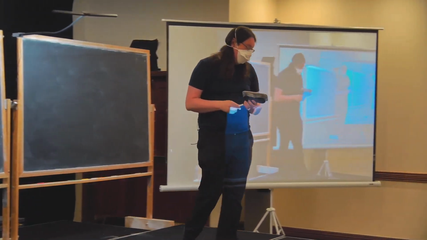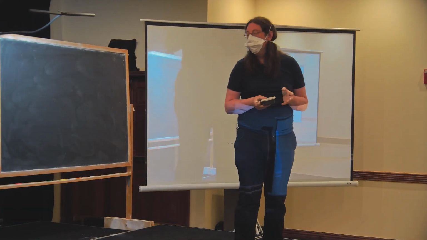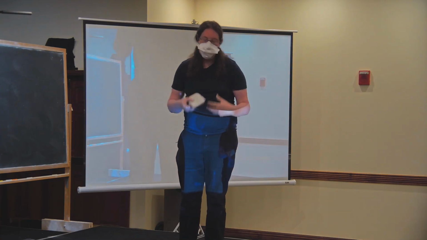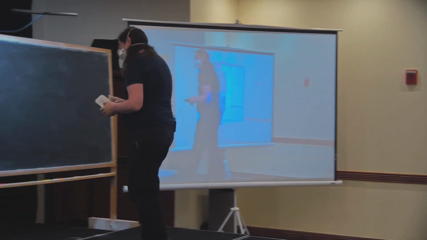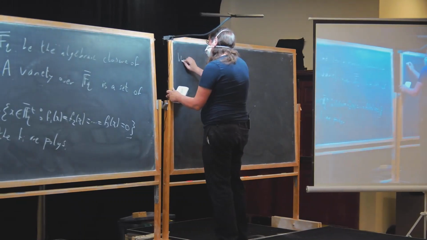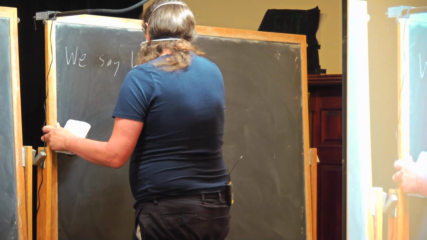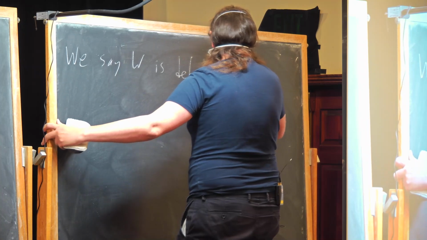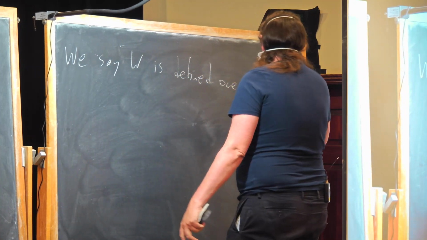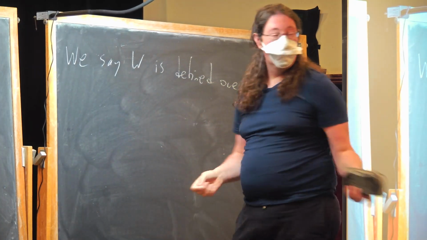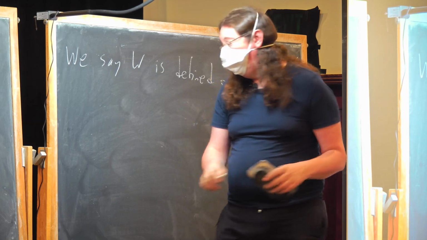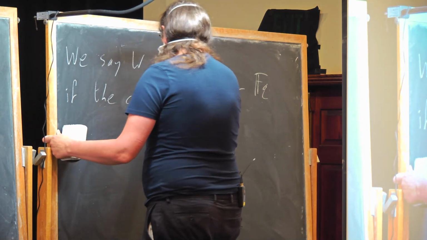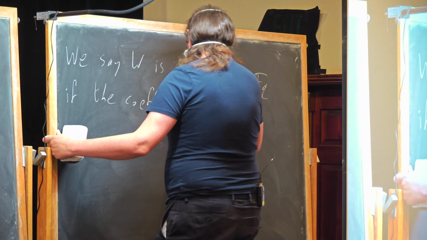Okay, the kinds of varieties that we'll be interested in are slightly different to this. They have some constraints. On the one hand, we say that W is defined over Fq if the coefficients of the polynomials are themselves defined, so if the coefficients of the fi's are in Fq.